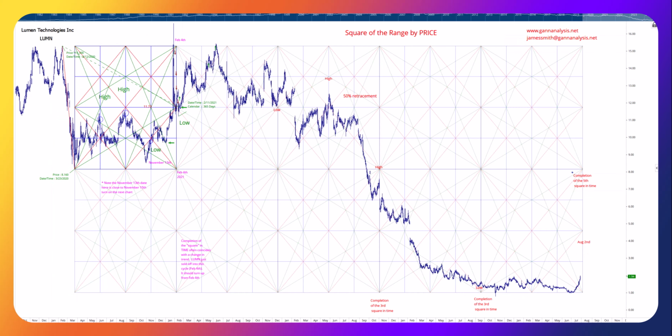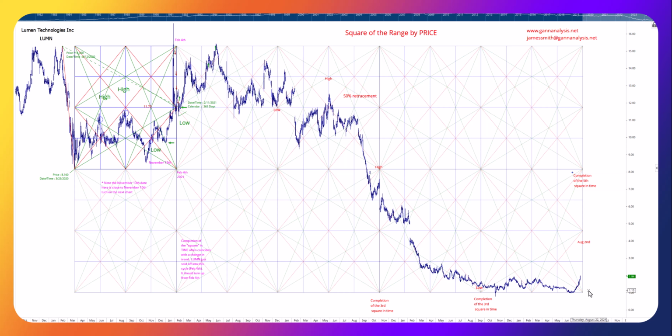What can you notice here? You might notice also that one square down, all we did is take this square and put it below that prior swing low. That actually projected the low for this stock. Pretty awesome, hey? If you think about it, what other technical analysis can do that? I mean, well, forget about fundamentals. They wouldn't have a clue.